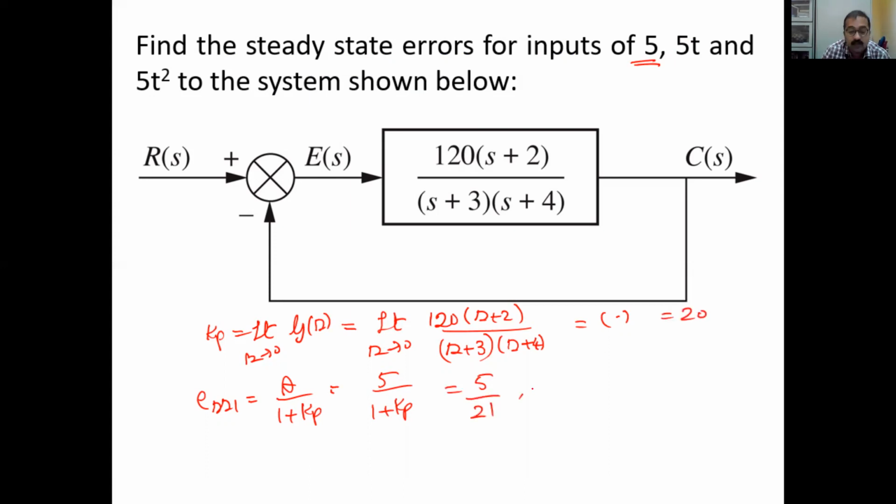Similarly, when the input is a velocity input, right? What will be the steady state error? A divided by Kv. What is A here? A is the slope, 5. 5 divided by limit s tends to 0.